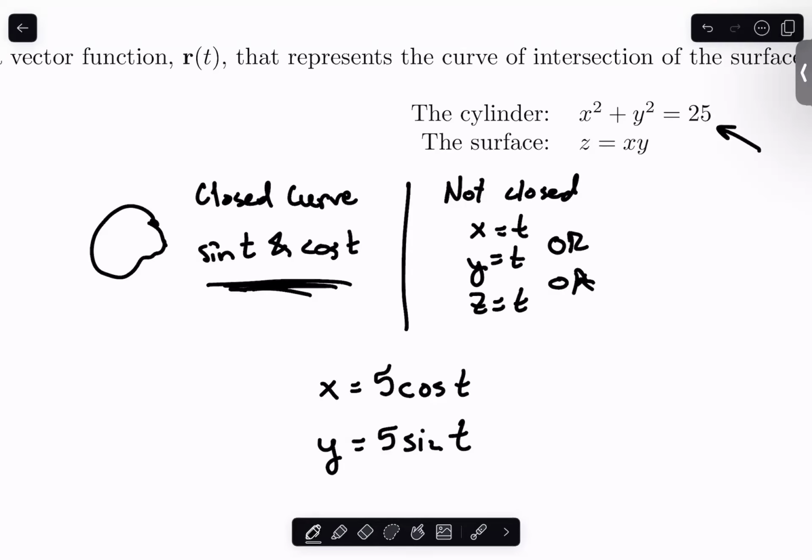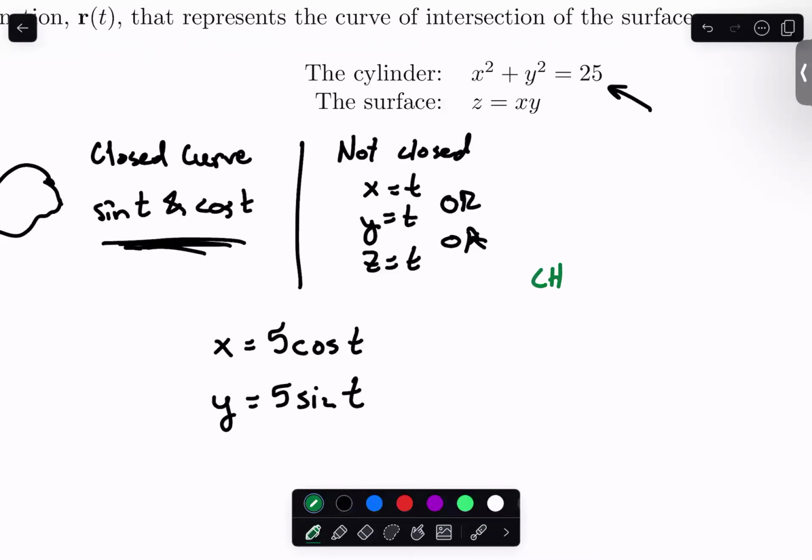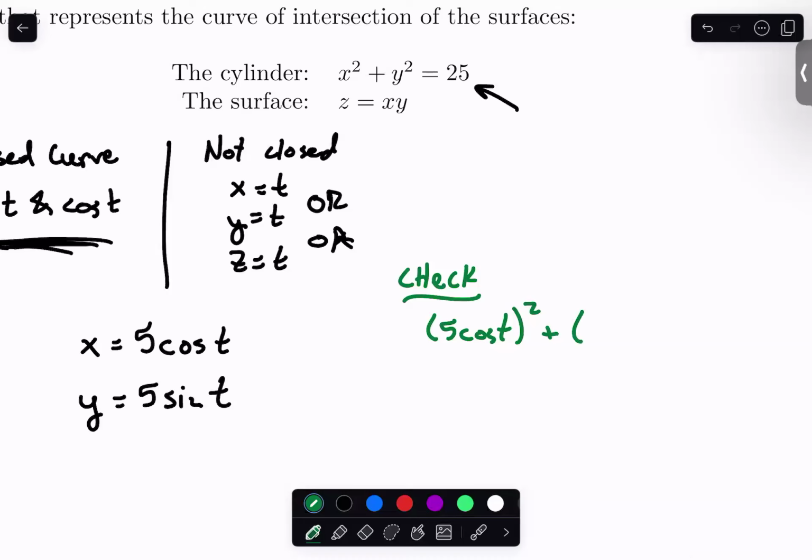Now let's verify that this at least is on our cylinder, right? So we're going to go ahead and do a check really quick. So if I take my x, 5 cosine t, square that, and I add it to my y squared, which was 5 sine t, if I want it to be on the cylinder, it needs to be equal to 25. If it's not equal to 25, then it's not on the cylinder, and therefore it's not on this curve of intersection, right? Because the curve of intersection needs to be on both the cylinder and this other surface.